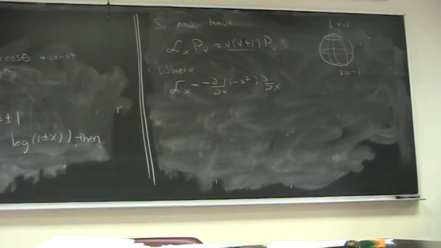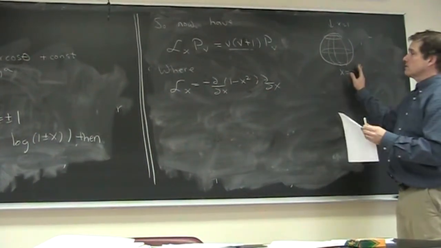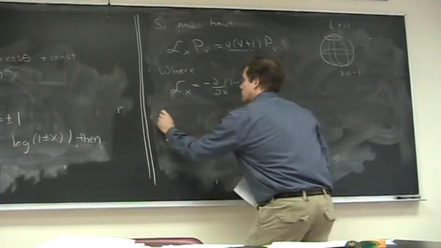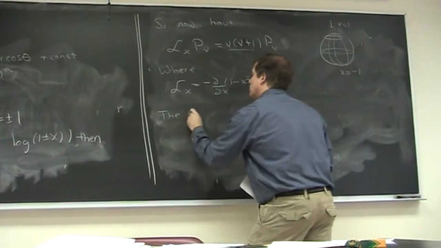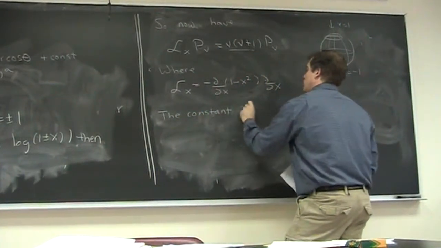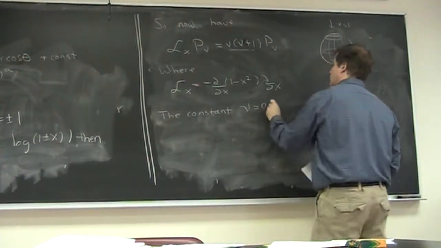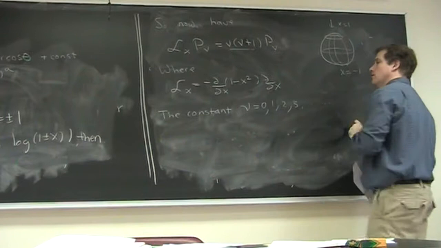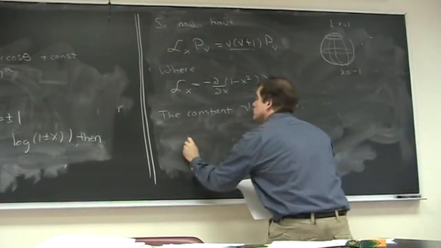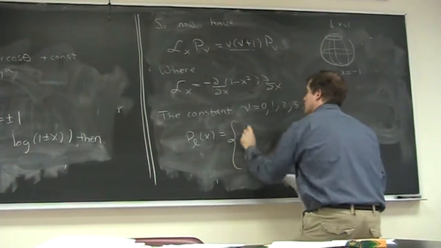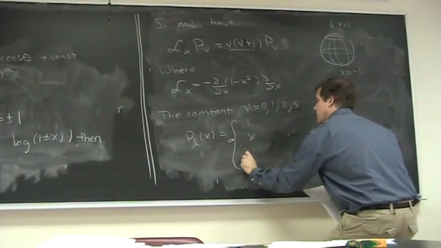So, okay, let me first state the solution. It turns out that the constants nu are integers: 0, 1, 2, 3. And the solutions are P_nu of x, which are polynomials: 1, x, and so on.